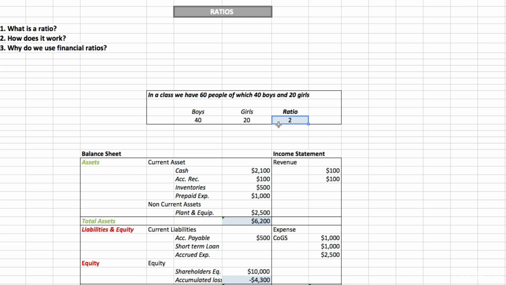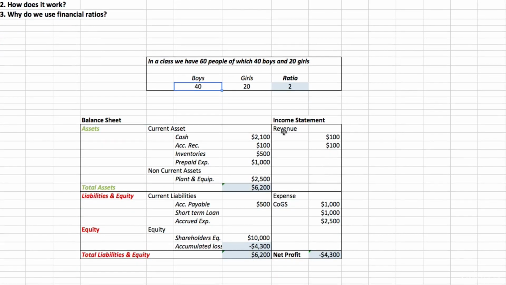And we can do also the opposite thing. We could divide the number of girls by the number of boys, and we will get 0.5. It means that we have half girls compared to boys. And the reason why we strike a relationship between boys and girls is just because we want to better understand the composition of the class. And that is why we use financial ratios.